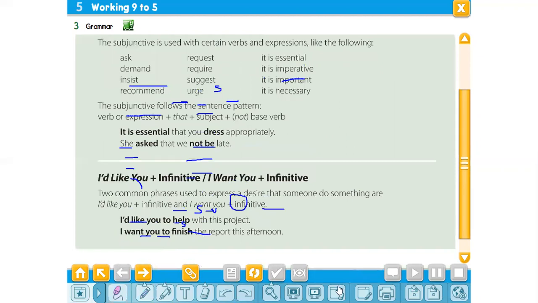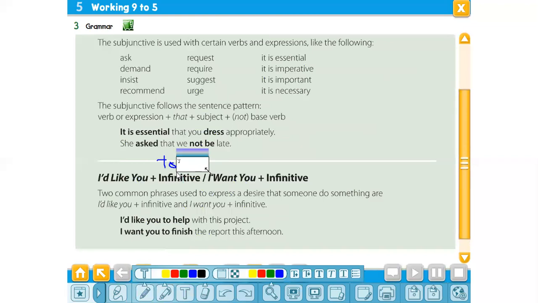The next structure is I'd like you plus infinitive or I want you plus infinitive. Infinitive means to plus base form. To play, to travel, to speak. Is it clear? Okay.